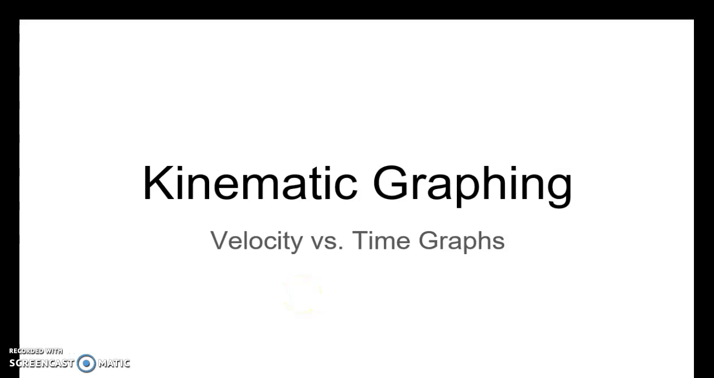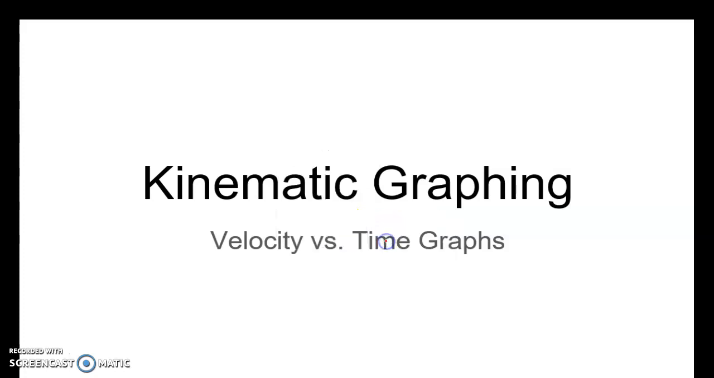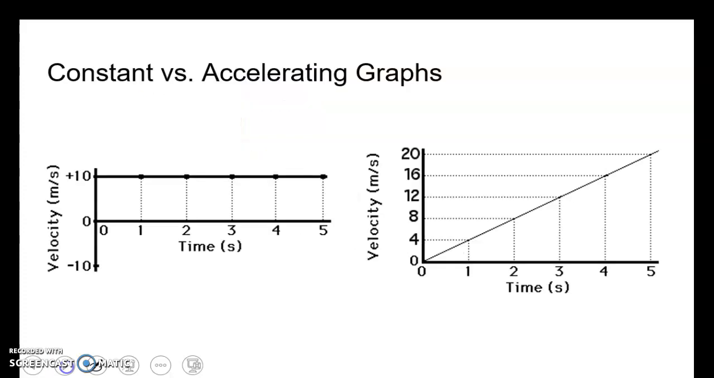Okay, so we looked at position time graphs. Now we're going to look at velocity versus time graphs in kinematic graphing. A couple things to remember. We want to make sure that we understand that when we talk about motion, right is positive, left is negative, up is positive, down is negative. So that motion will tell us which way we go when we talk about velocity and time, and that'll make more sense as we proceed. We keep those things in mind.